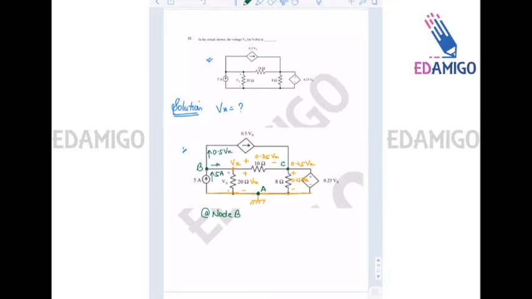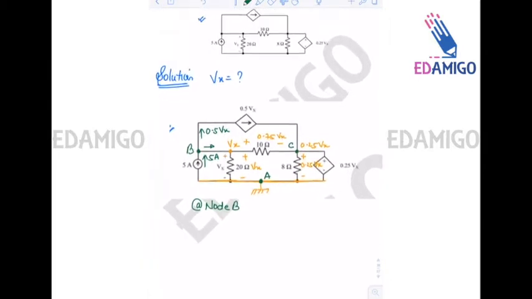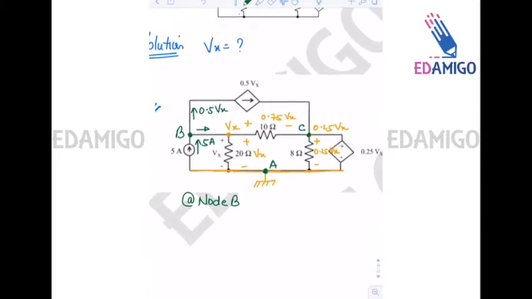So the current in this branch, I will just zoom it, will be 5 minus 0.5 Vx. Okay. Now the current in the 20 ohm resistance will be Vx divided by 20, that is 0.05 Vx. Okay.